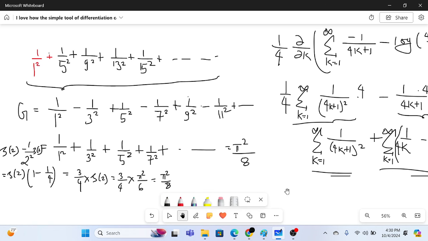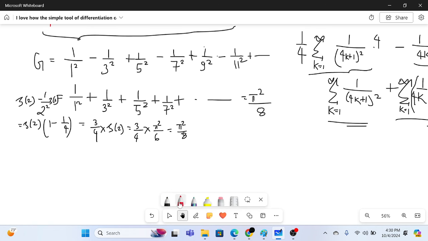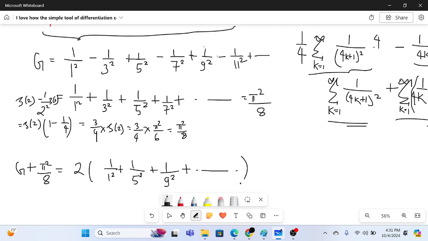Now if we add these two sums, what we get is G plus pi square by 8, which will be 2 times our required sum, 1 by 1 square, 1 by 5 square, plus 1 by 9 square, and so on, right?